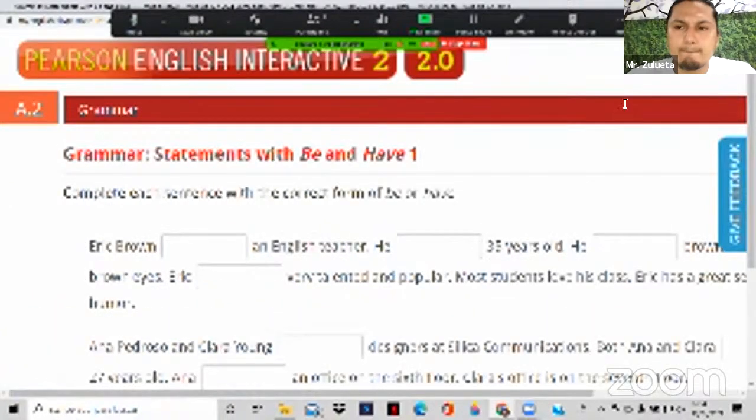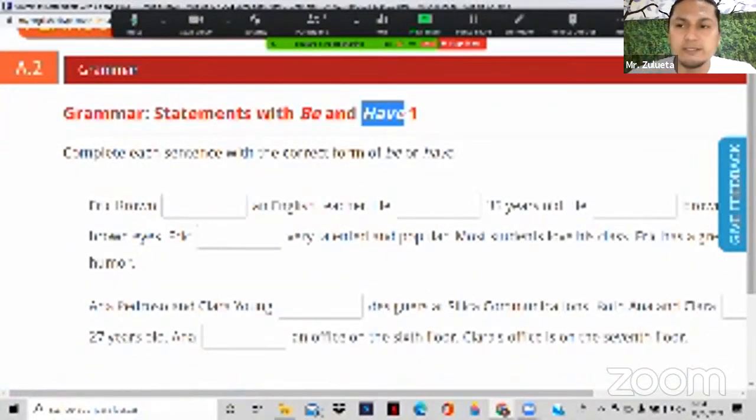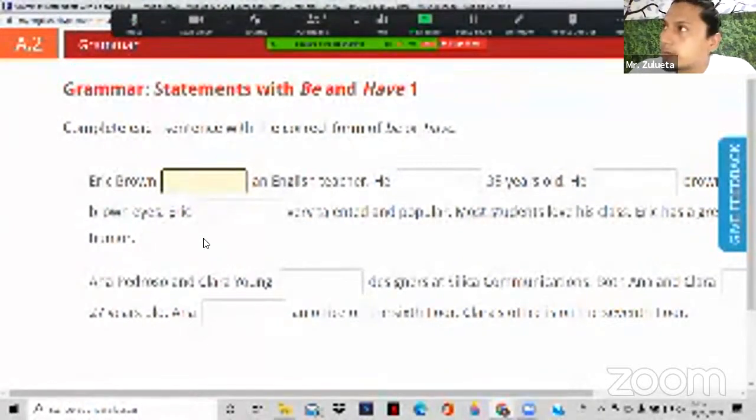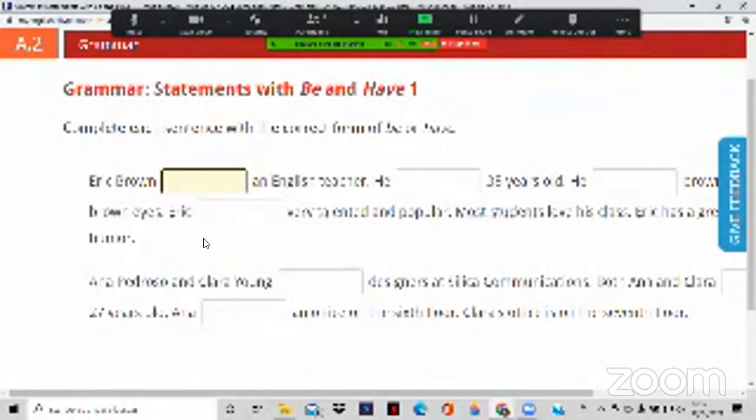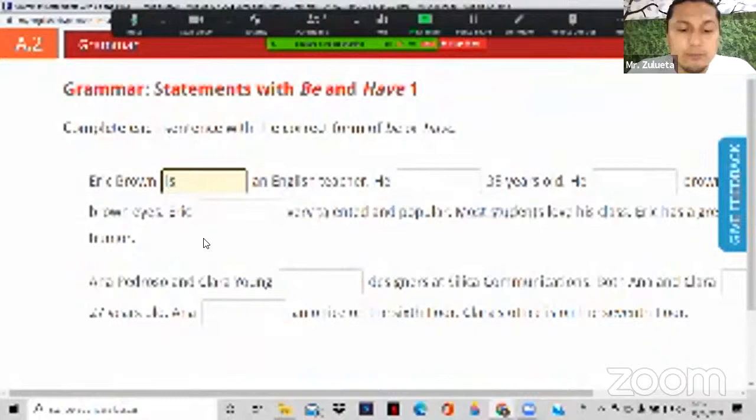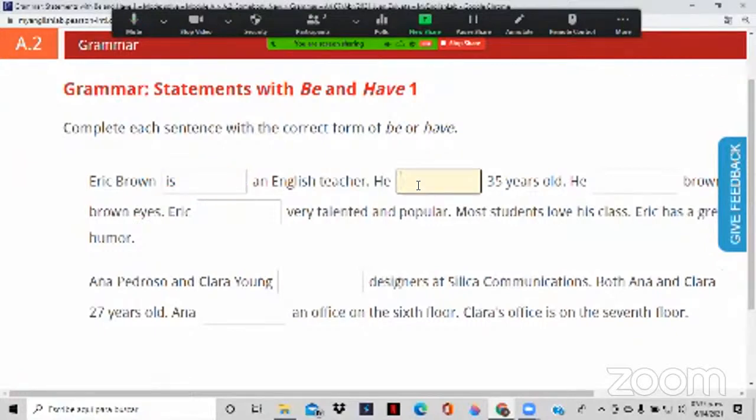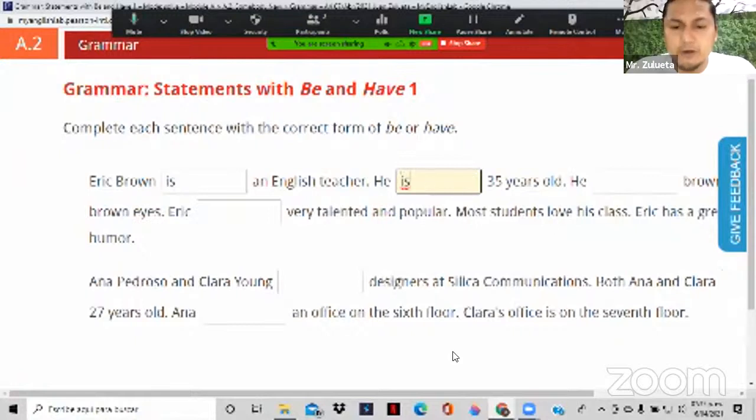Okay, so it's using either the verb to be or the verb have. So let's do this very quickly, okay? I will read and you will shout out the answer. Van a gritar la respuesta en cuanto lo tengas, okay? So Eric Brown, an English teacher. Louder, más alto. Is, okay, good. Y tratemos de no ponerlo en capital letters porque me lo va a marcar mal. Is, so Eric Brown is an English teacher. He is or he has? He is. Okay, he is 35 years old.